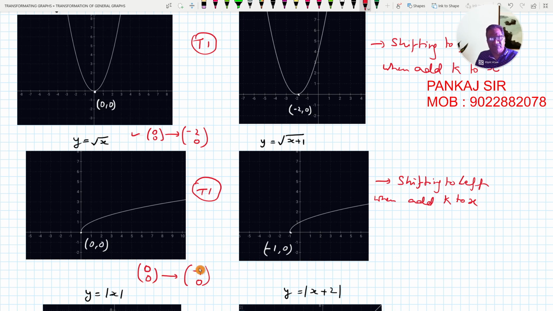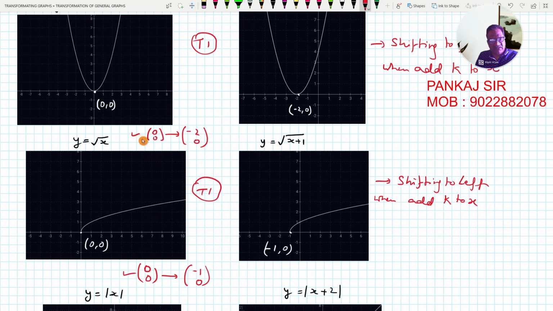Now, what transformation has resulted? The x coordinate, we have subtracted 1 from the x coordinate. So from 0, if you subtract 1, you'll get minus 1. At the same time, keeping the y coordinate same. So I hope this is also understood.